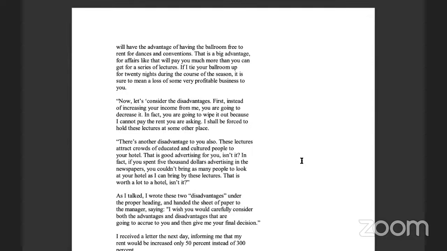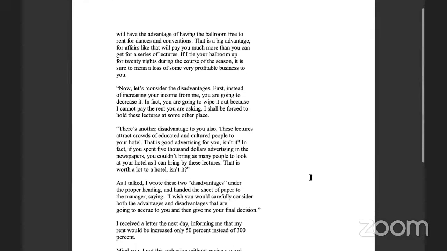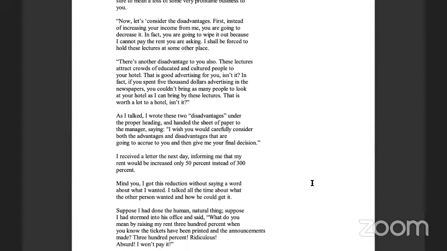Now let's consider the disadvantages. First, instead of increasing your income from me, you're going to decrease it. In fact, you're going to wipe it out because I cannot pay you the rent you're asking. I shall be forced to hold these lectures at some other place. There's another disadvantage to you also. These lectures attract crowds of educated and cultural people to your hotel. That is good advertising for you, isn't it? In fact, if you spent $5,000 advertising in the newspaper, you couldn't bring as many people to look at your hotel as I can bring by these lectures. That's worth a lot to a hotel, isn't it?